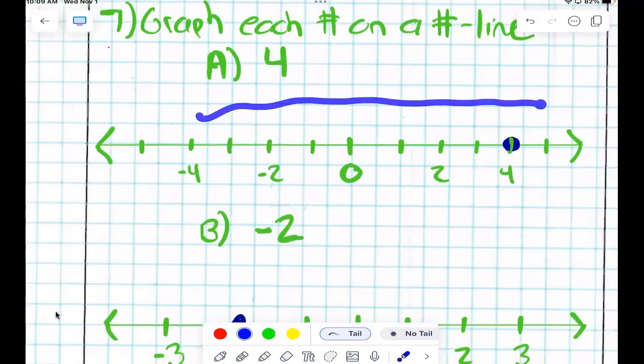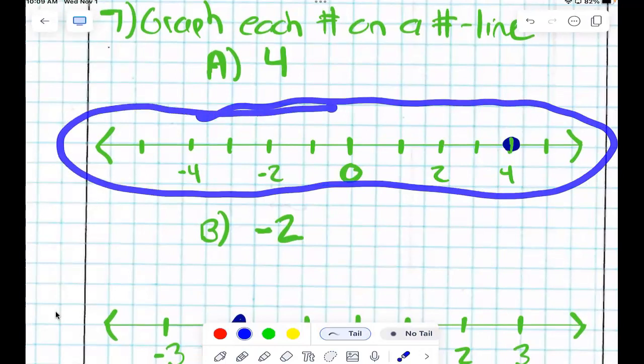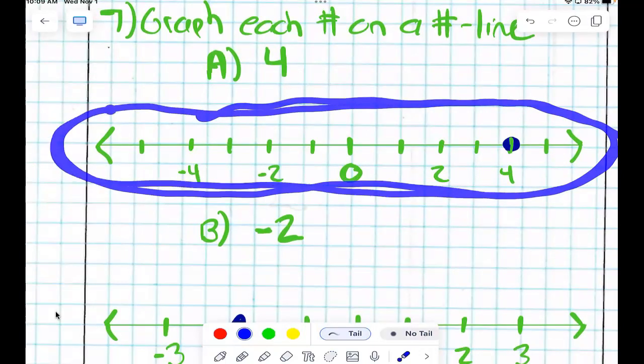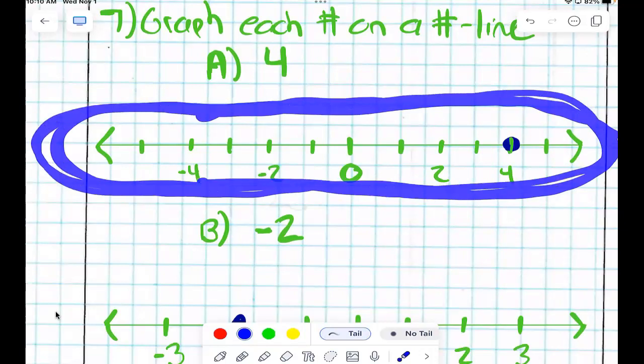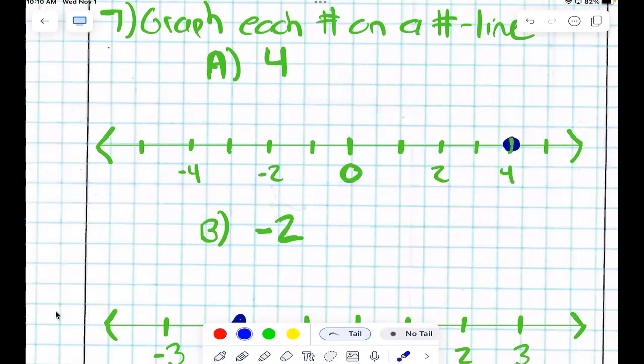Just look at what I circled. Everyone see what I circled? Let's just say that's the only thing you can see. I know you can see other things. What is that graph telling us? What is this number line telling us? Where 4 is. Literally just telling us where 4 is, right?